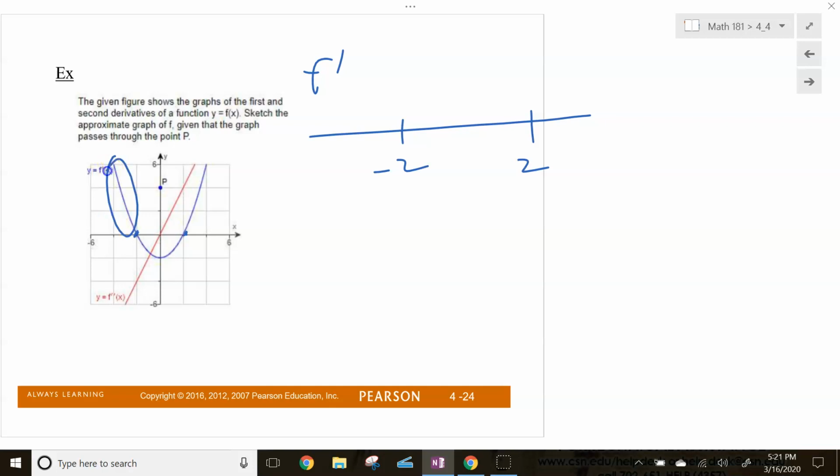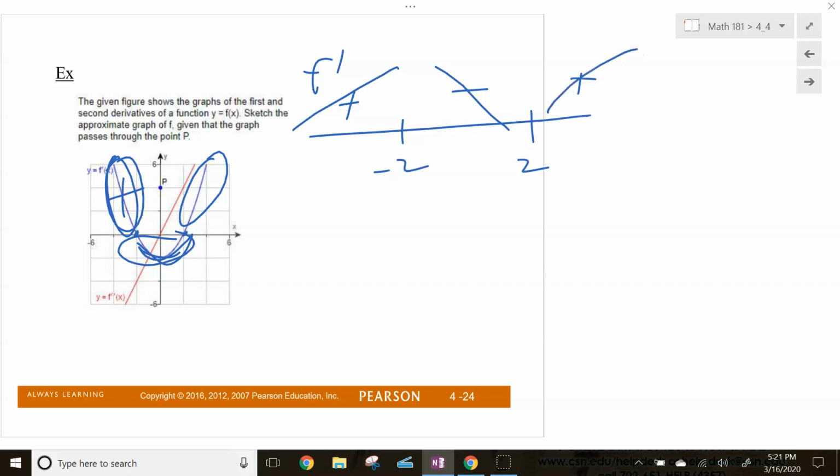Anything to the left, if I plug in f prime of -3, I know it's positive up here, so the original function must be increasing. Then it's all negative down here. All these y values are negative, so the original function must be decreasing, since this is a picture of f prime. And then all the y values of f prime are positive after that, so the original function is increasing.